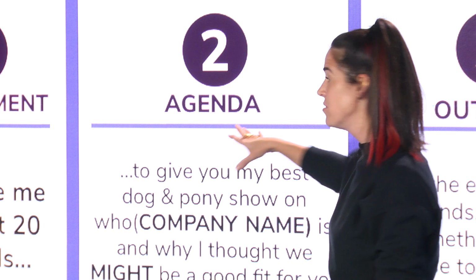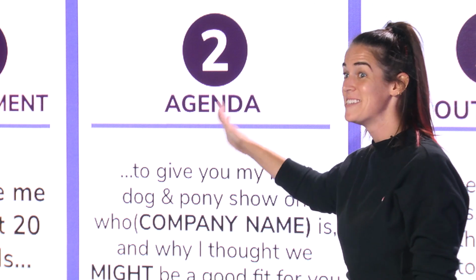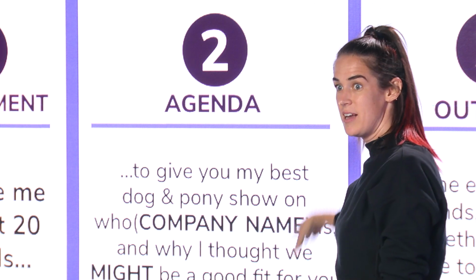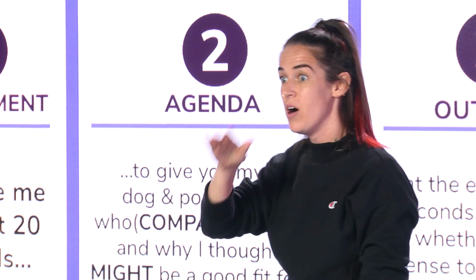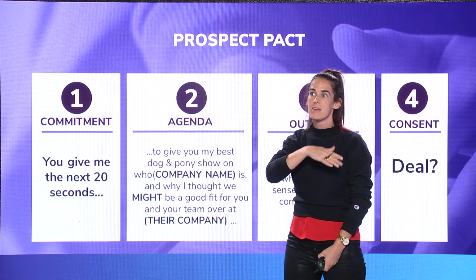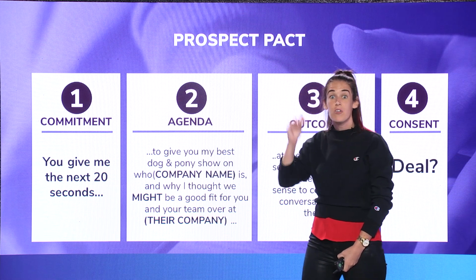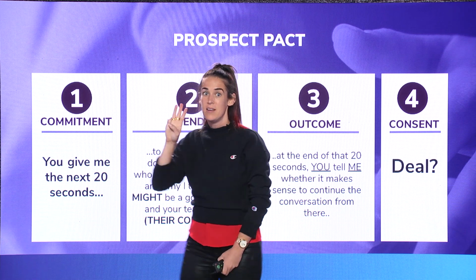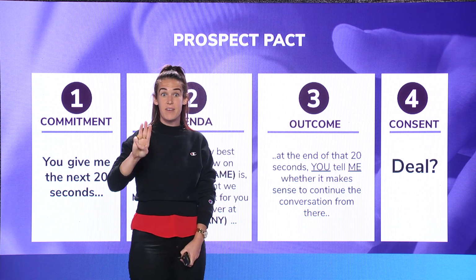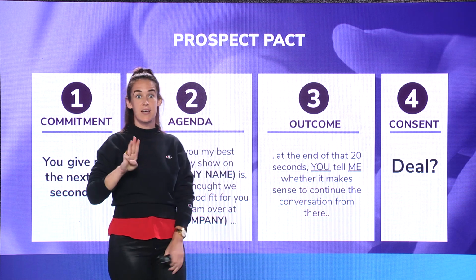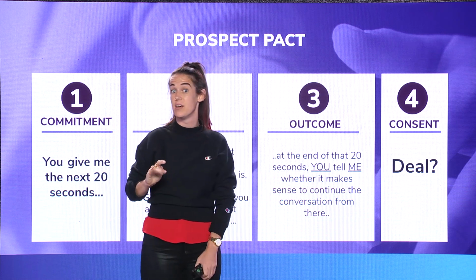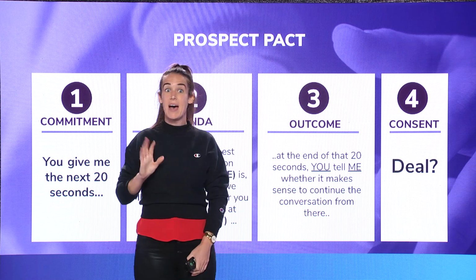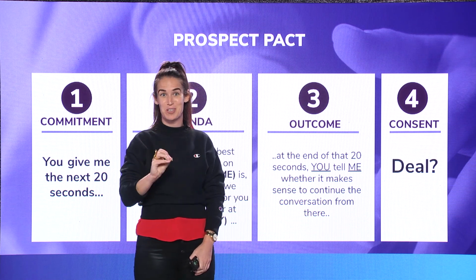So the commitment is: you give me the next 20 seconds. This is an example of a prospect pack that I use pretty frequently. Number 2, the agenda: to give you my best dog and pony show on, let's use Vendition, who Vendition is and why I thought we might be a good fit for you and your team over at Okta. Number 3, you want to state the outcome of that 20 seconds: at the end of that 20 seconds, you can tell me whether it makes sense to continue the conversation from there. And then number 4, you want to ask for consent or permission from your prospect.